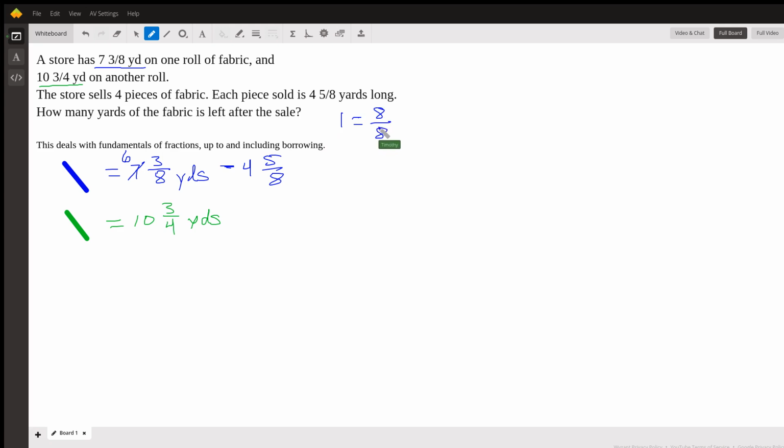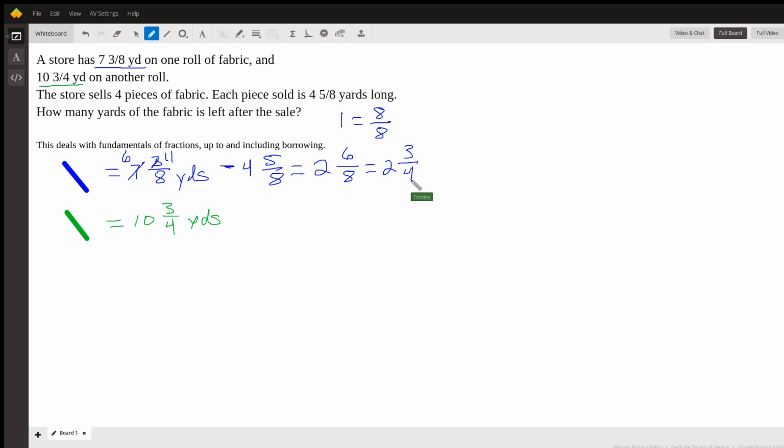We want to use 8/8 because it has a denominator of 8. So we're going to add that to the fractional part. 3/8 plus 8/8 gives you 11/8. And now we'll be able to subtract. So that gives us 6 minus 4 for the whole number, leaves us with 2. And our numerator 11 minus 5 is 6, denominator of 8. We can reduce that and get 2 3/4.